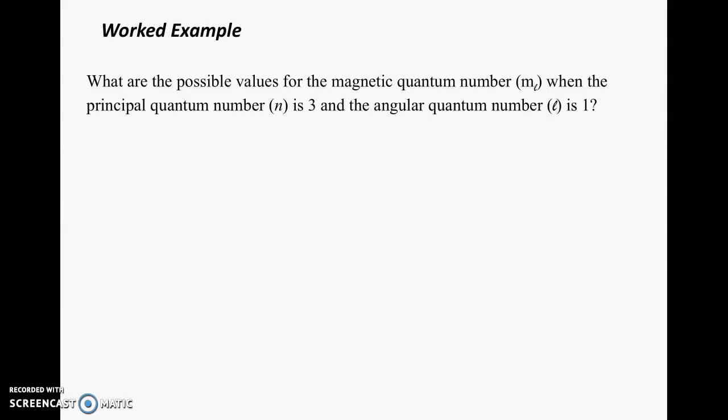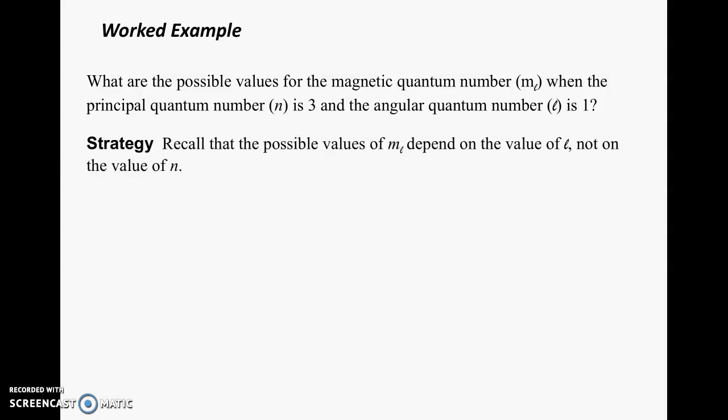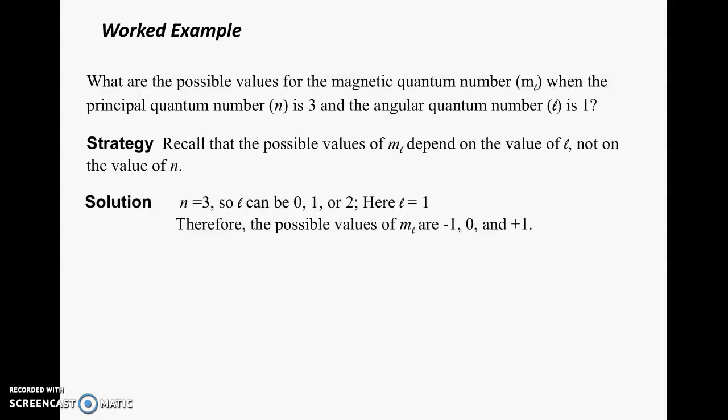First off, we're going to look at this example, and it says, what are the possible values for the magnetic quantum number, so that's the m sub L, when the principal quantum number is 3 and the angular quantum number is 1? All right, so what we have to remember are the possible values of m sub L depending on the value of L. Doesn't depend on the value of n, because that could be several different things.